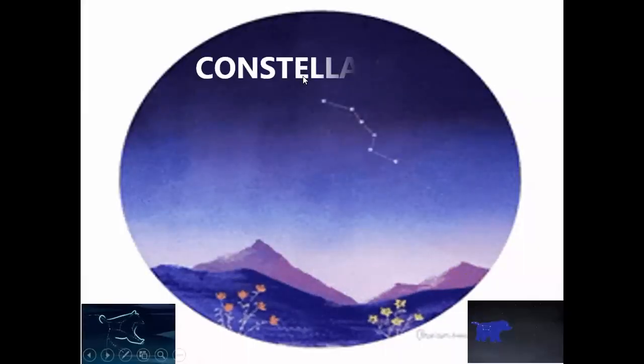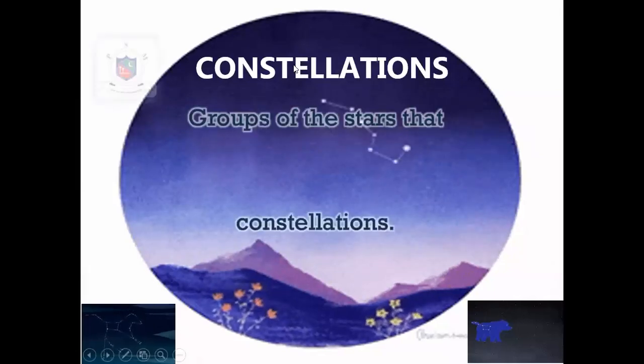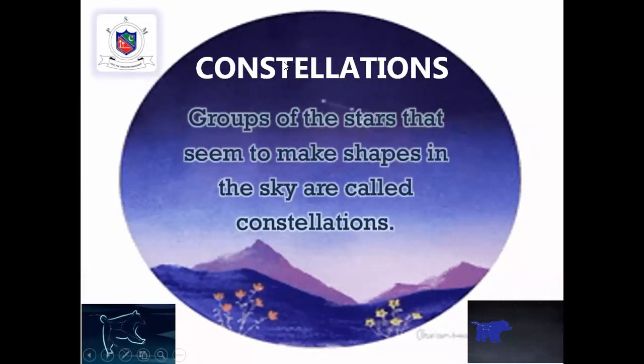Constellations. On a clear night, you see thousands of stars in the sky. If you look carefully, you will see that groups of stars seem to make shapes. These shapes are called constellations. Constellations have fixed shape. They have fixed position in the sky. In olden days, they helped travelers to find their way. If you know the shape of the constellation and its position in the sky, you can find it easily.